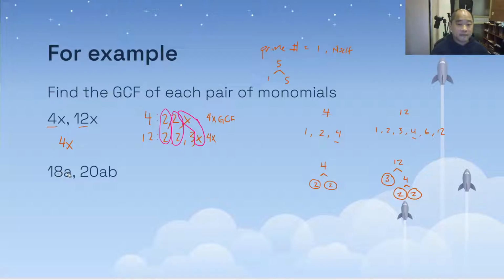So let's do that again. 18ab, 20ab. Well, we can see that a is common for both of them, right? So we can write that immediately. But b is not, so we won't.